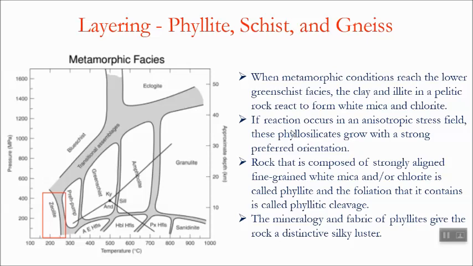So in phyllite also we have a very strong anisotropic stress field. In that case, the phyllosilicates grow in a strong preferred orientation. The rock which is formed will have strongly aligned fine grained mica, and this is called the phyllite. The orientation which forms leads to the formation of a foliation which is called phyllitic cleavage, and this rock will have a silky luster.